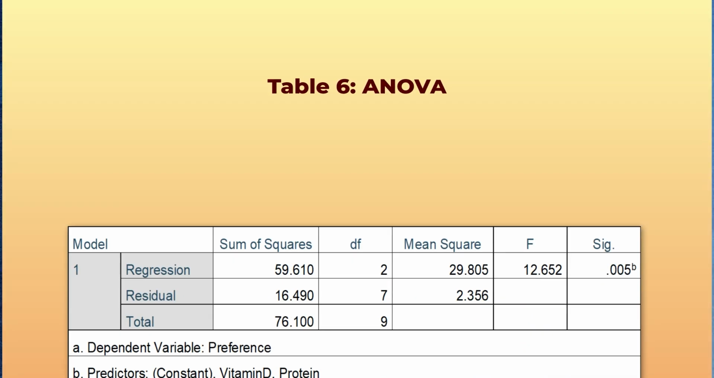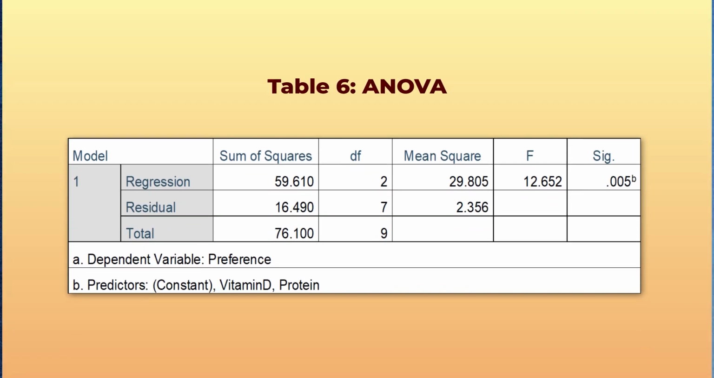You can also observe from the ANOVA table 6 that the significance value, or the p value, associated with the F value is small, that is 0.005, in comparison to the alpha level 0.05. So, it can be concluded that the independent variables reliably predict the dependent variable.